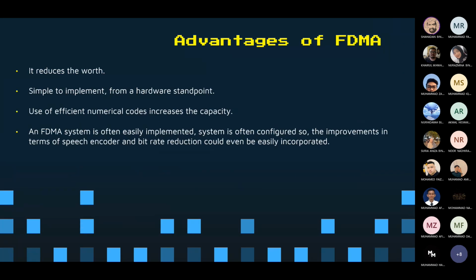What are the advantages of FDMA? It reduces the work and is simple to implement from a hardware standpoint. Use of efficient numerical codes increases the capacity, and FDMA systems are often easily implemented. The system is often configured so that improvements in terms of speech encoder and bitrate reduction could be easily incorporated.